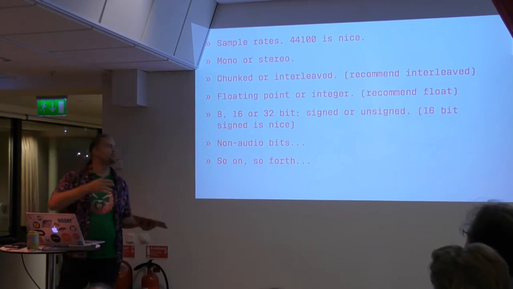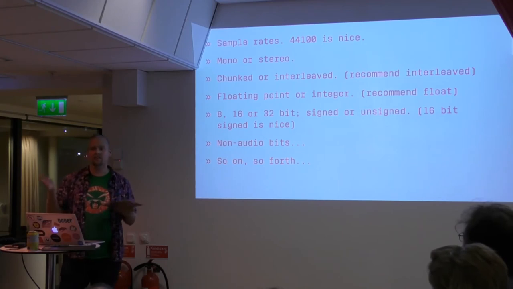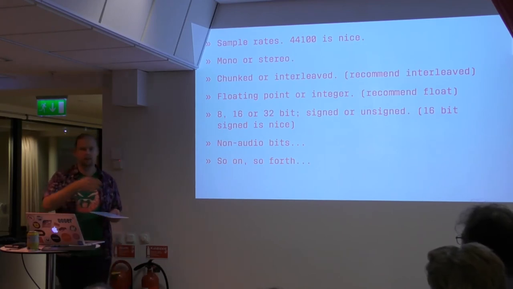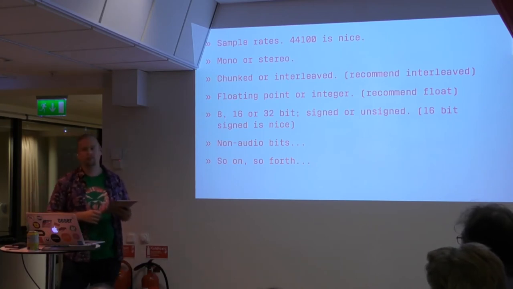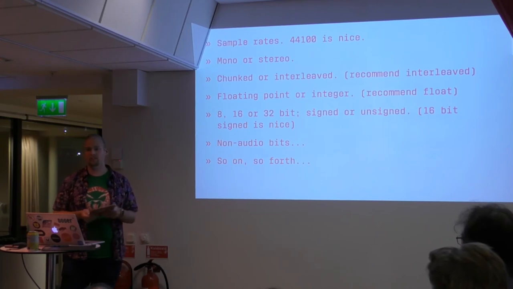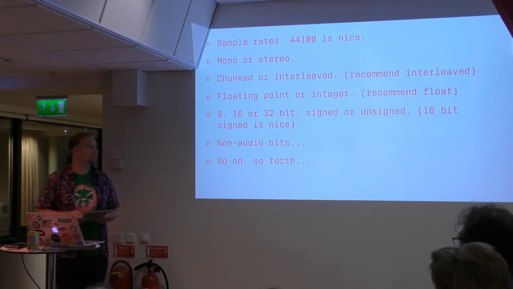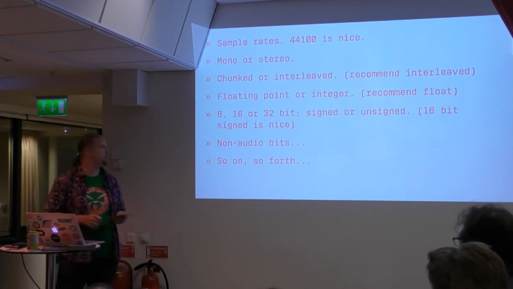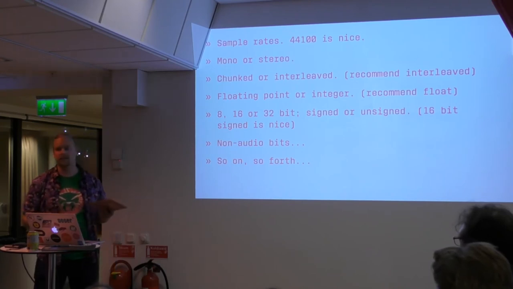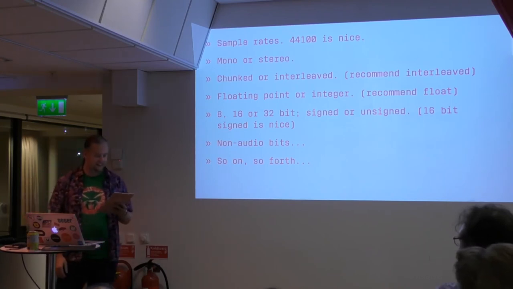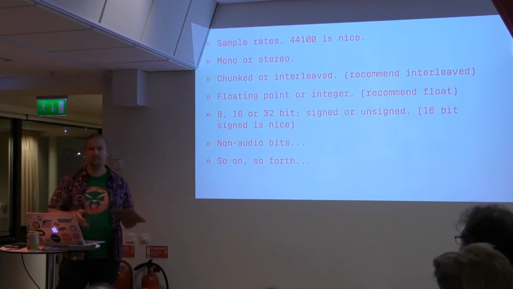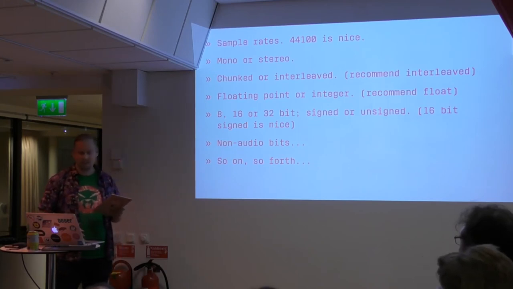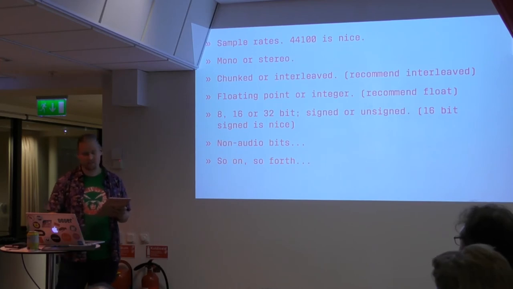Of course, you can choose floating point or integer. Floating point is great for working with audio, very high precision, easy to work with, like one and zero is just a very nice range. But if you're actually sending this somewhere or dealing with low-level hardware, you're going to want integers, which can, of course, be 8-bit, 16-bit, 32-bit, signed or unsigned. And of course, every time you work with this stuff, you get it wrong and it sounds like shit. I have a lot of broken sound files on my computer.